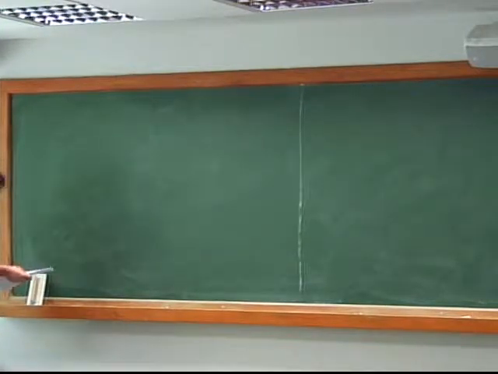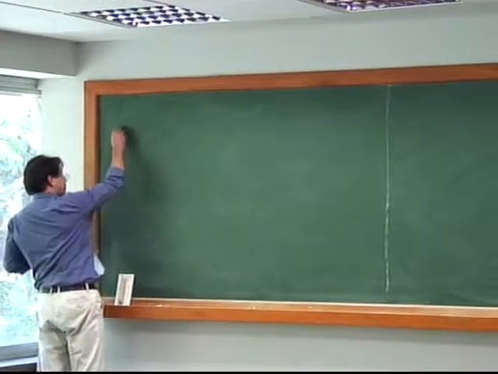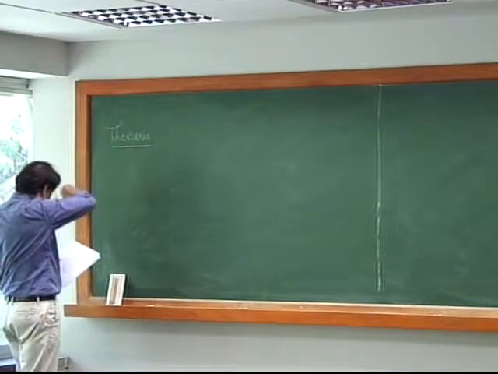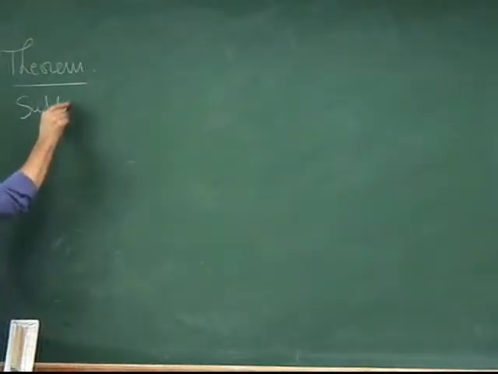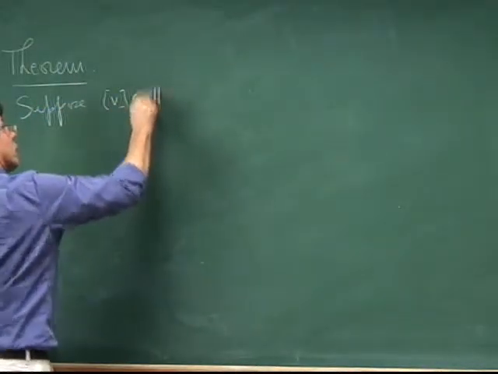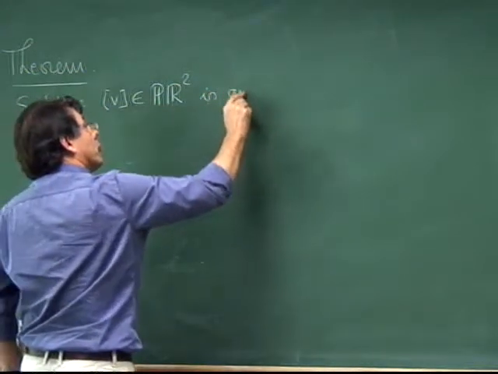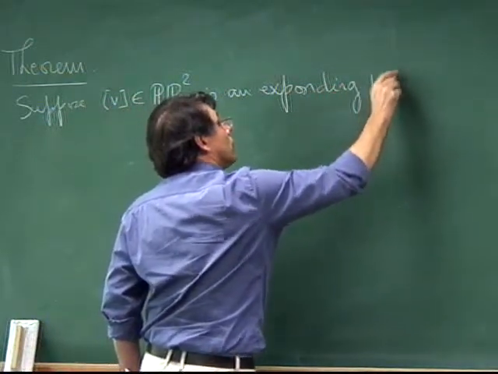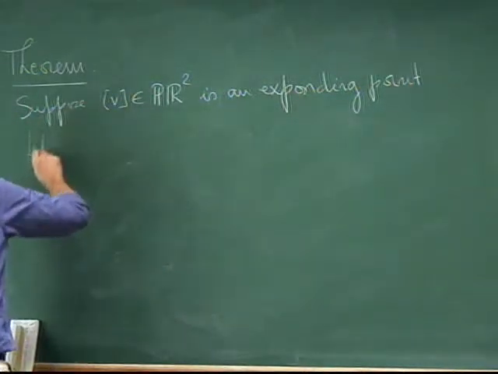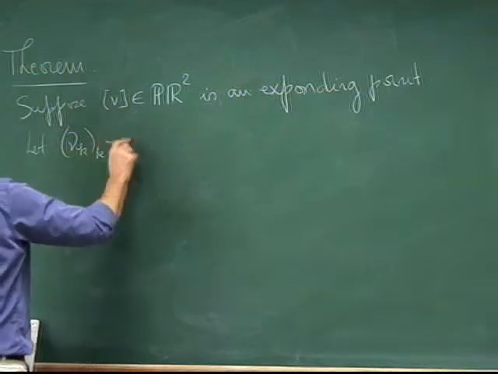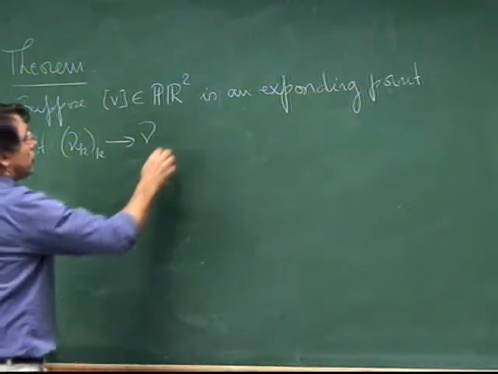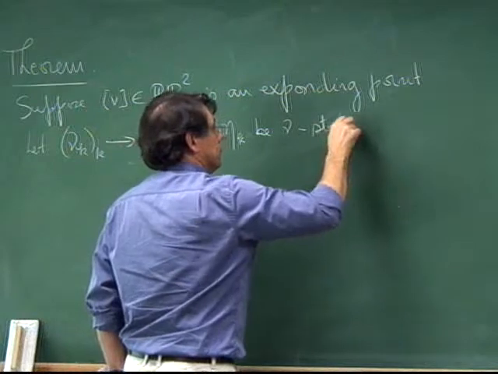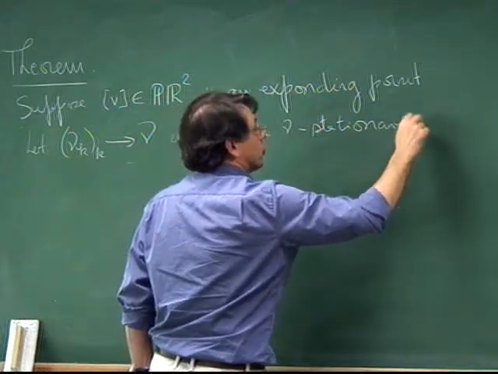Okay, so we are trying to prove this theorem. Suppose V in projective space is an expanding point, an invariant expanding point. Let nu k converge to nu, and eta k be nu stationary for each k.